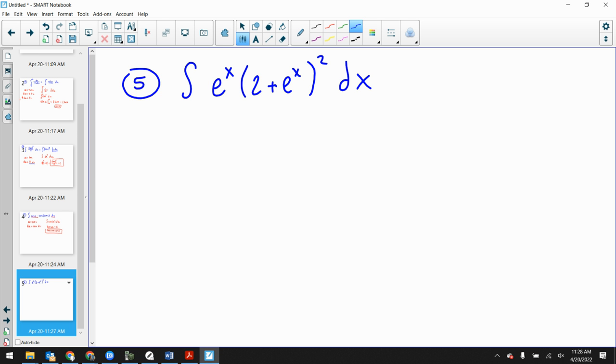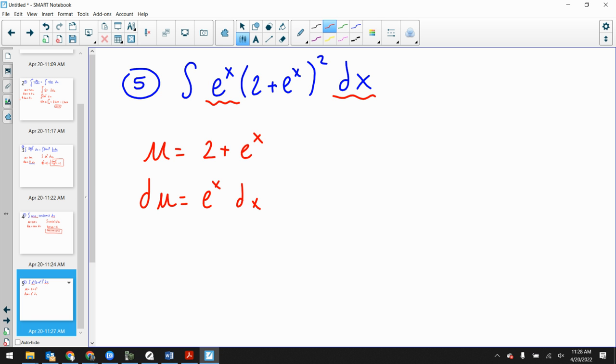Why is it probably easier than a lot of the other ones? What's it got in it? E to the x, right? Right, never change. So u looks like it's 2 plus e to the x. So that means du is e to the x dx, right? Because the derivative of 2 goes away, the derivative of e to the x is just e to the x. So it's du is equal to e to the x dx, which is so great because e to the x dx is there. It's like puzzle pieces, right? Just got to find out where they fit.